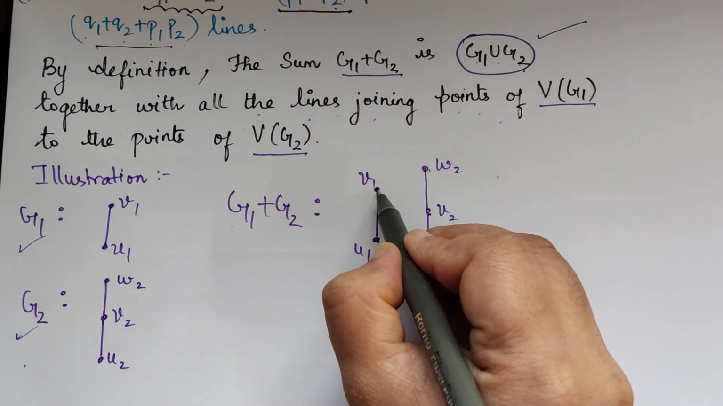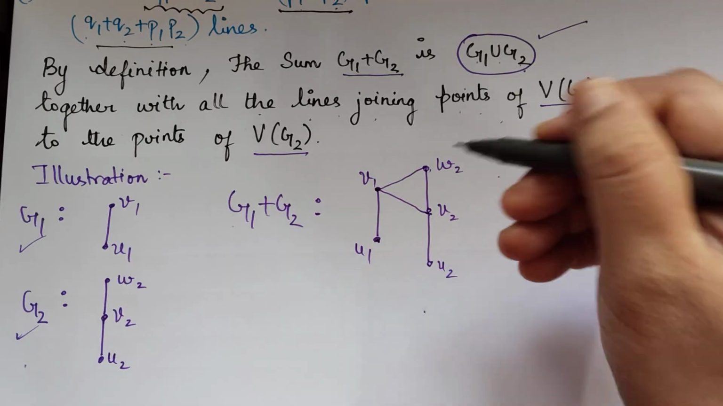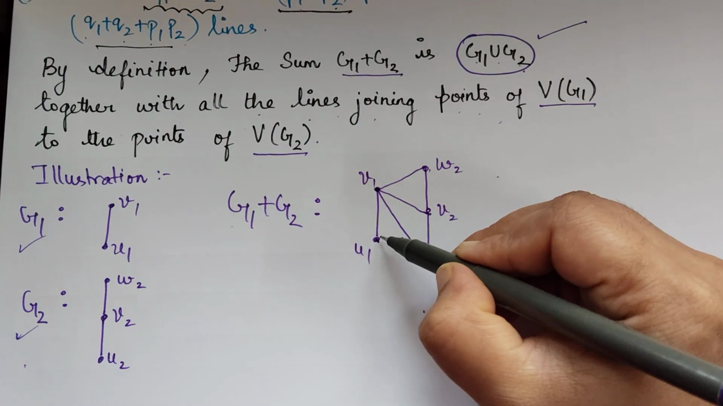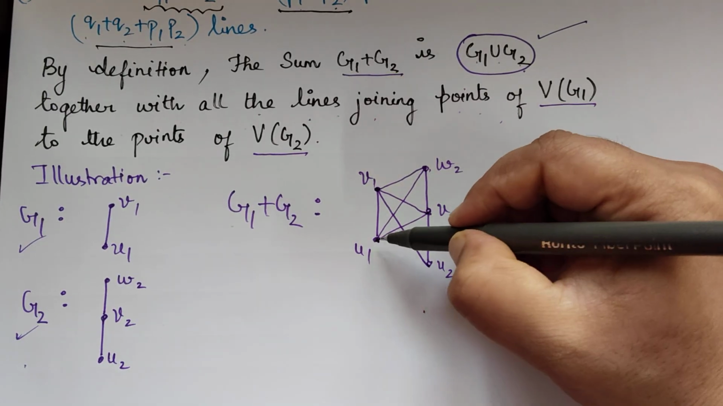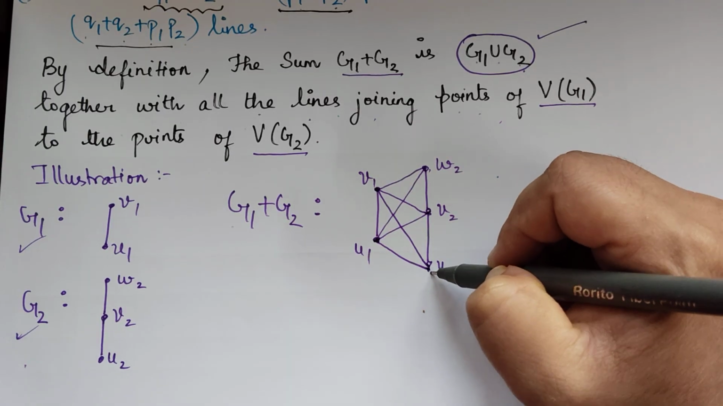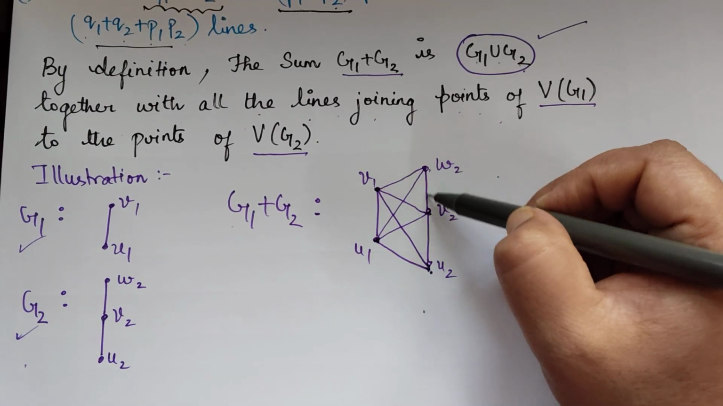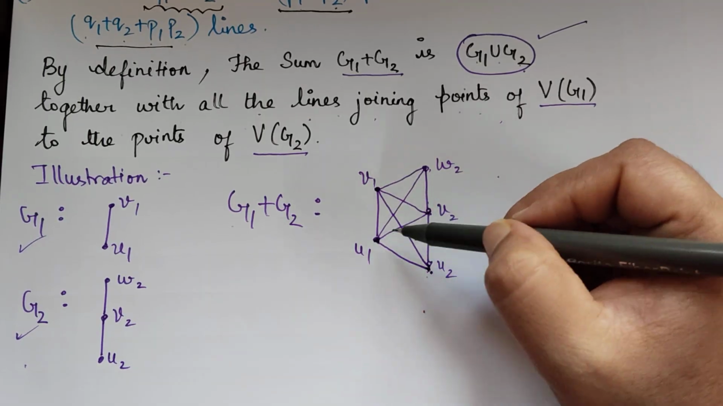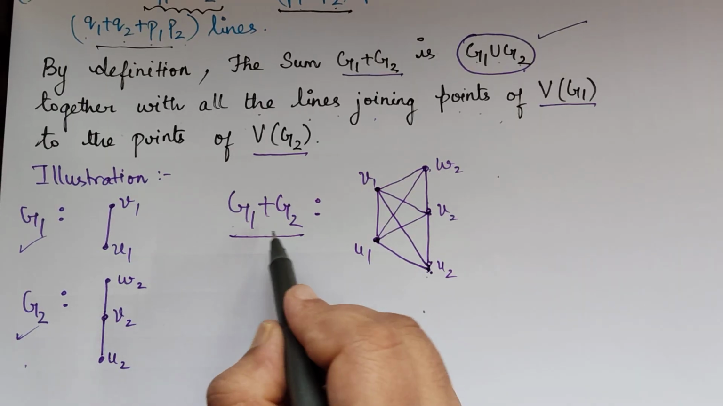So for example, if we take this point, it has to be joined to all the vertices of G2. Similarly, if you take this point, it has to be joined to all the vertices of G2. It's like a complete bipartite graph, which we will do. But before that, we have the condition G1 union G2, along with that, this bipartite condition also. So this graph is known as G1 plus G2.